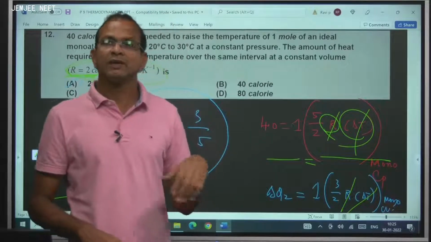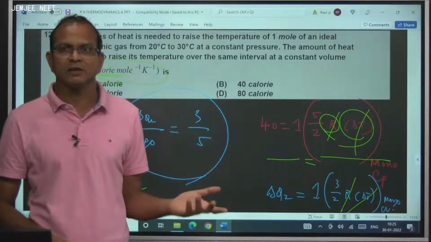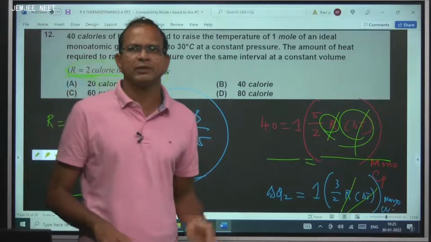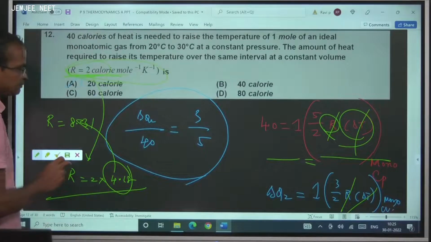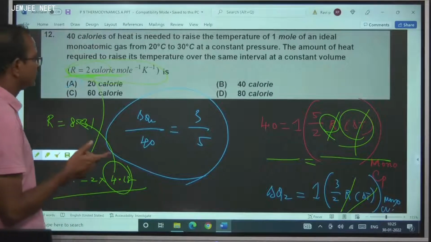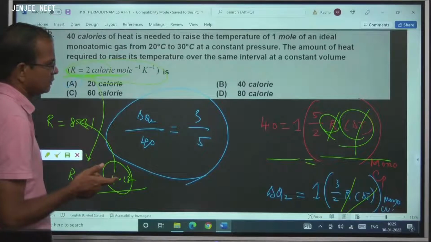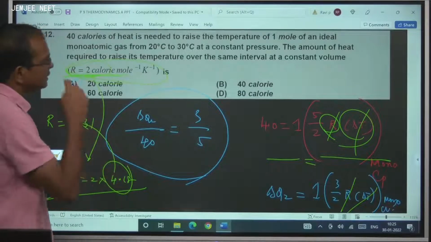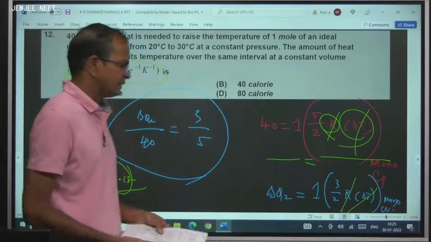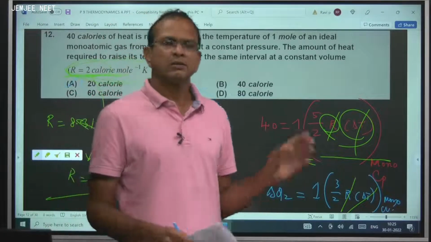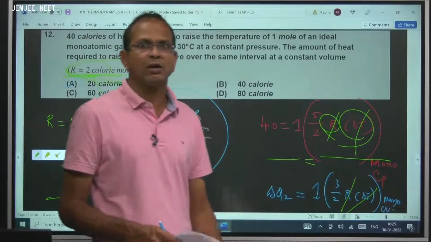Got the point? Where substitution is not possible, that's a different story. But as far as possible, we should not substitute the values. Clear? Sir, substituting gives 24. That's because of error in the constants. There is no other reason. You are getting a different answer because there is a difference in the R value. Got the point?